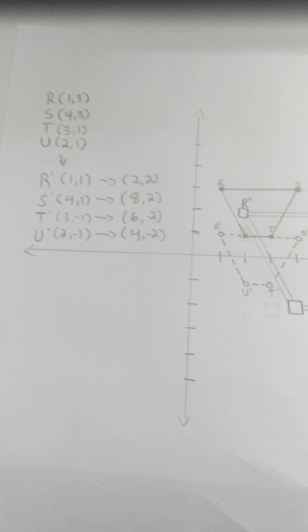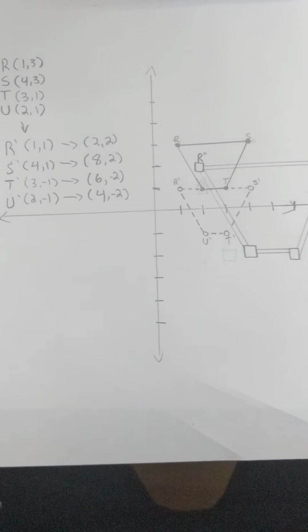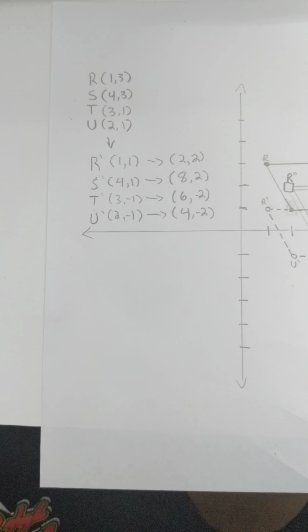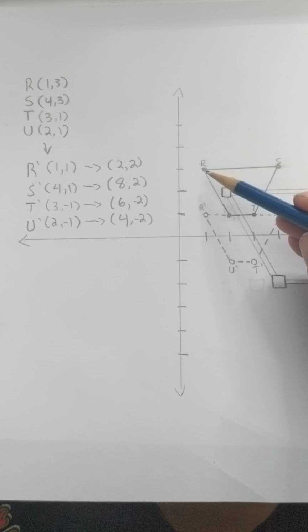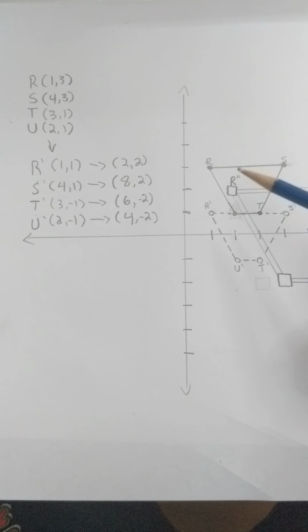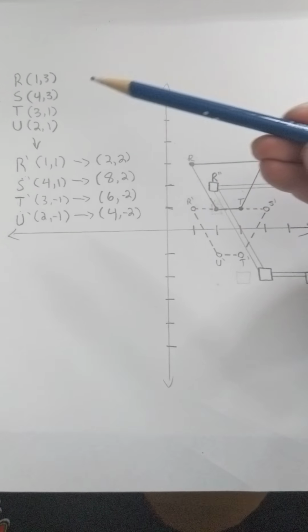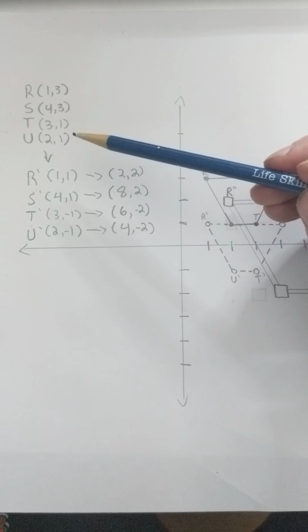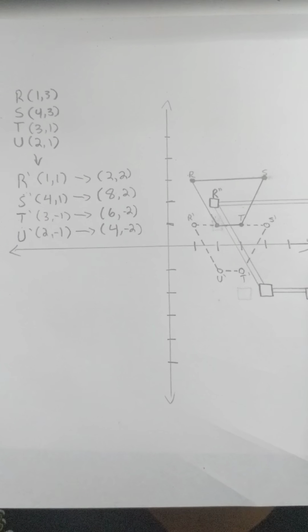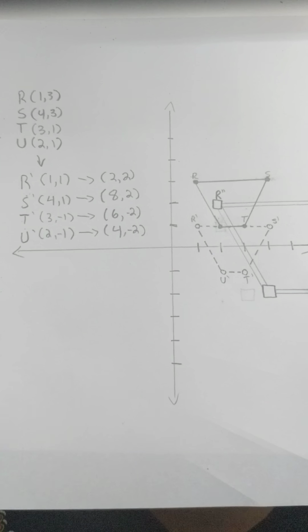The first one here, you'll see how I did this. I did the original image that looks normal. It's right here in RSTU. That was the original one that they gave us with these ordered pairs: 1, 3, 4, 3, 3, 1, 2, 1.